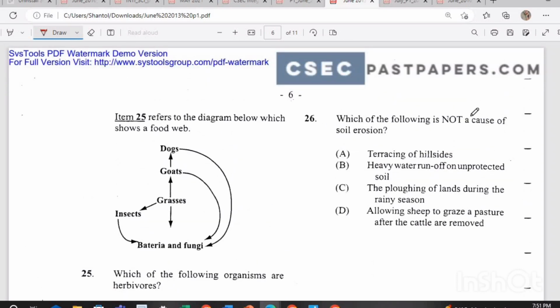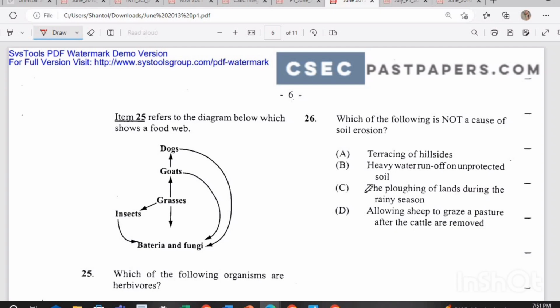26. Which of the following is not a cause of soil erosion? Is it A, terracing on hillsides? B, heavy water runoff on unprotected soil? C, the plowing of land during the rainy season? Or D, allowing sheep to graze a pasture after the cattle are removed?